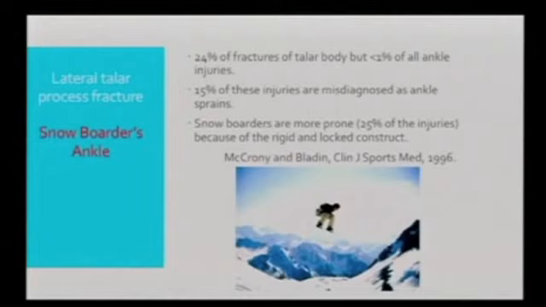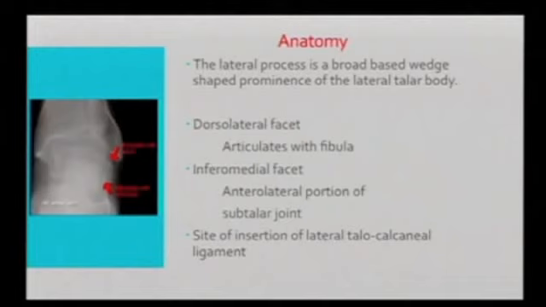First is the lateral talar process fracture, also known as the snowboarder's ankle. This is quite common in snowboarders, where 25% of these injuries are caused by the rigid and locked construct. Some anatomy about the lateral process: it's a broad-based, wedge-shaped prominence of the lateral talar body, clearly seen on an ankle mortise view.